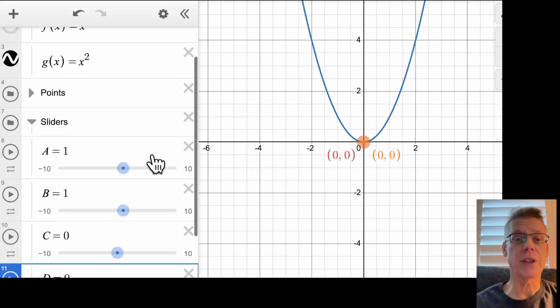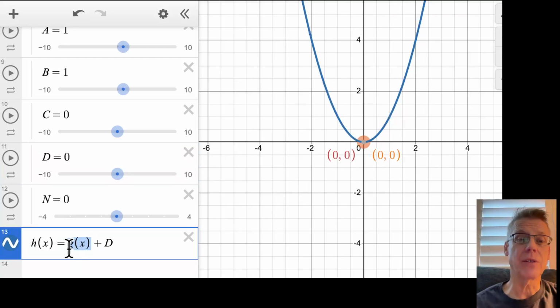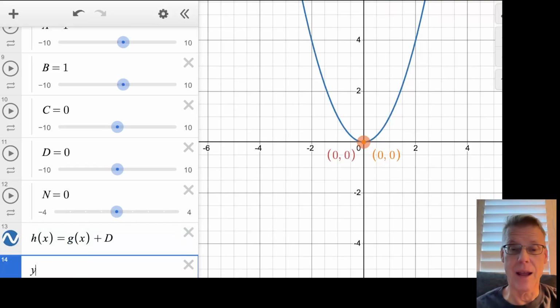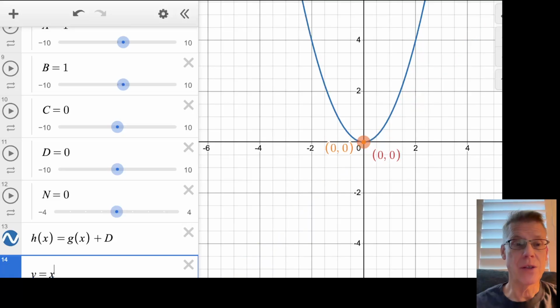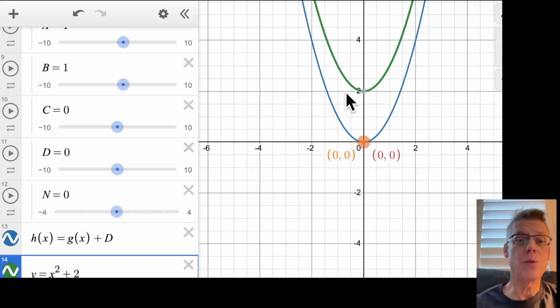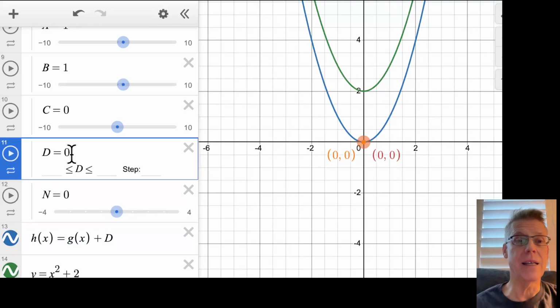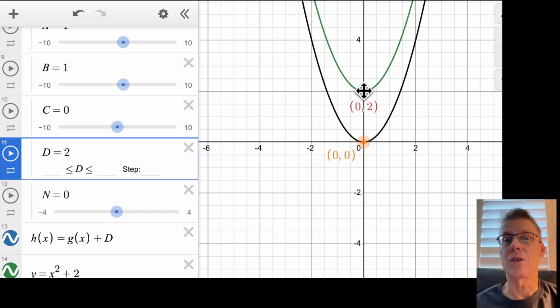I'm going to start with a vertical shift. The way you do that is you add or subtract a constant number on the outside of the function. So you would have something like x squared plus 2. I'm going to just write that down: y equals x squared plus 2. You see that it is still a parabola, and it's moved up 2 units. The way to think about that is you take the original function, y equals x squared, and you add 2 to it. So I'm going to make that constant d equals 2, and there you go. It zooms right in there.